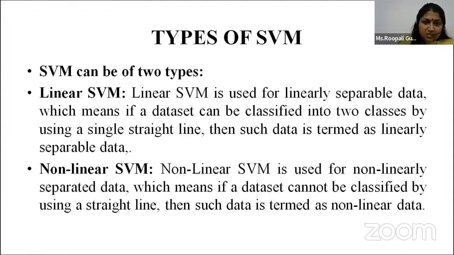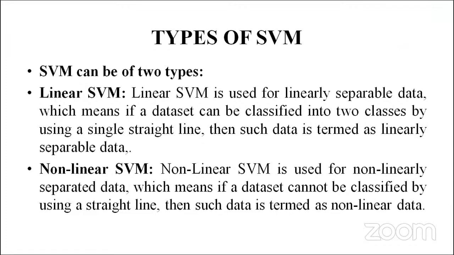So basically SVM is of two types. One is linear SVM, another is non-linear SVM. Now what is linear SVM and what is non-linear SVM? As the name signifies, linear SVM is used for linearly separable data, which means that if a data set can be classified into two different classes just by drawing a straight line. So if we are able to separate our data set into two different classes by drawing a single line, then we call it linearly separable data.